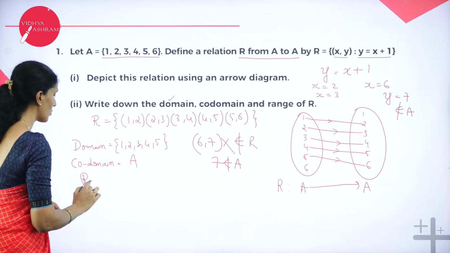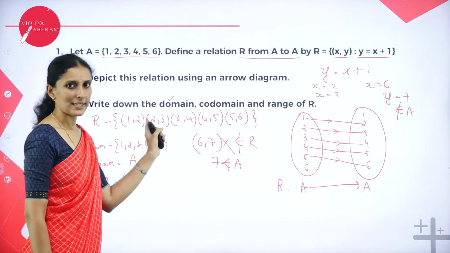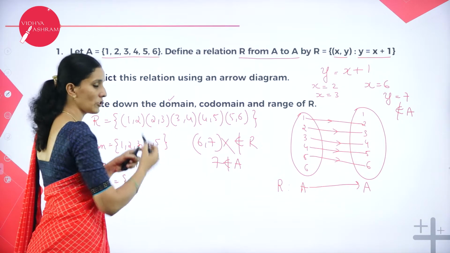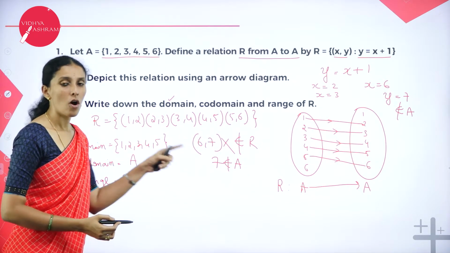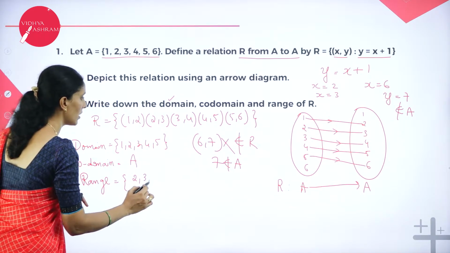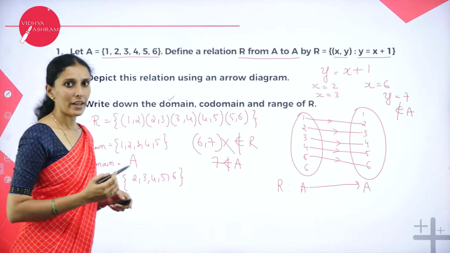Next we have range. Range is nothing but images of the first elements. So we say 2 is the image of 1, 3 is the image of 2, 4 is the image of 3. So therefore the second elements or the images. So what are the images we have? 2, 3, 4, 5, 6. So this is the range set.